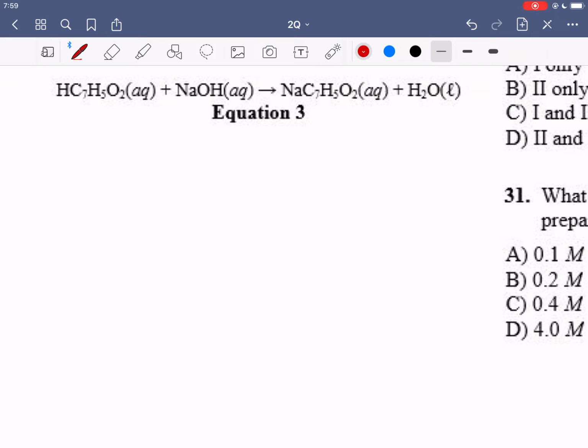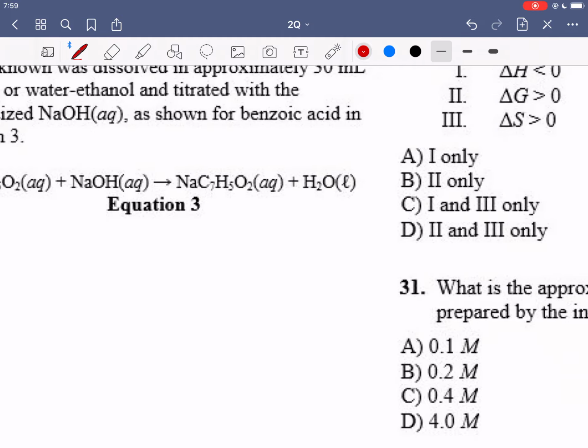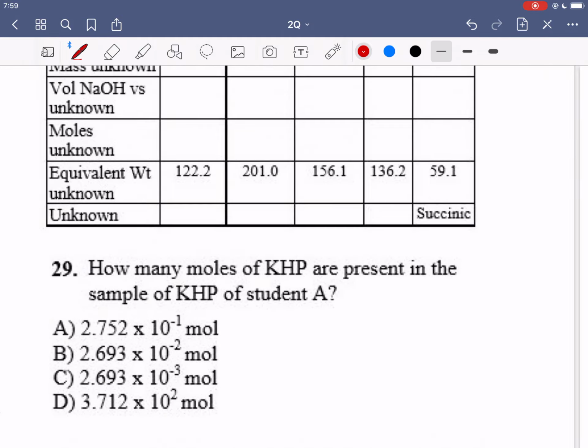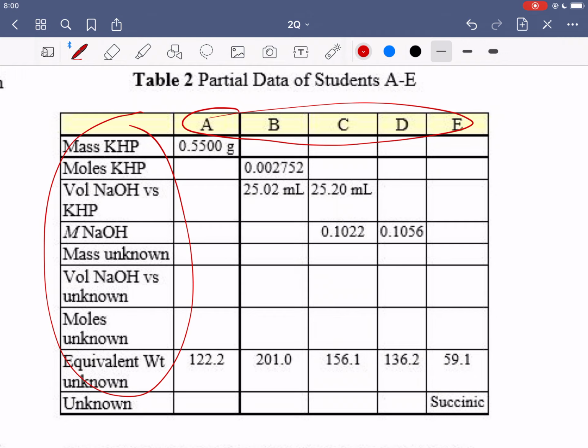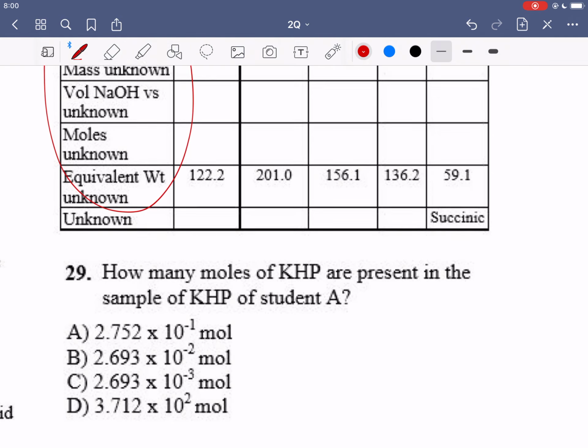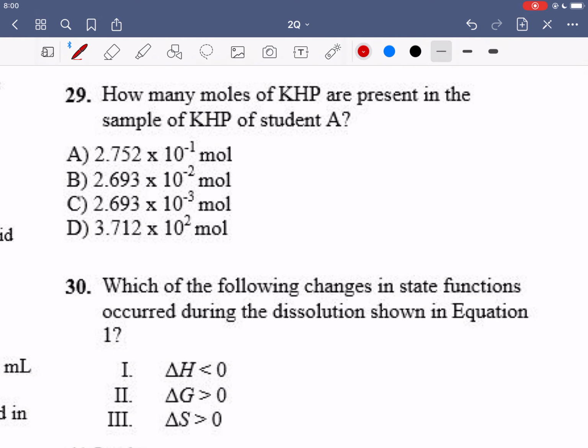You get the formation of the salt, which is just the deprotonated form of the acid plus the sodium ion, and you get water. And then finally, they gave us a second table, which is the partial data of students A to E. So in the top over here, you see the identity of the student. Over here on the left side, you see that they're writing down the mass of the KHP that they measured. Therefore, they found out the moles of KHP, and then all of these other volumes and moles and all the data that they found out from doing their experiments.